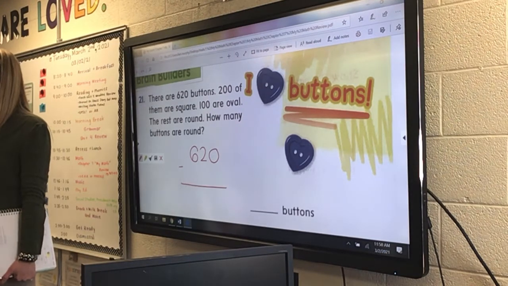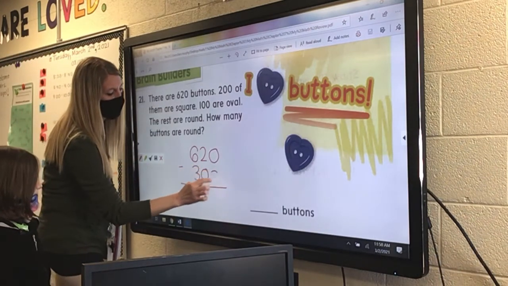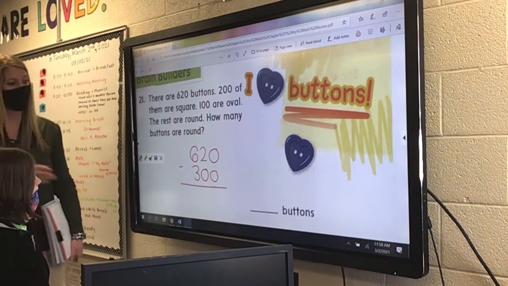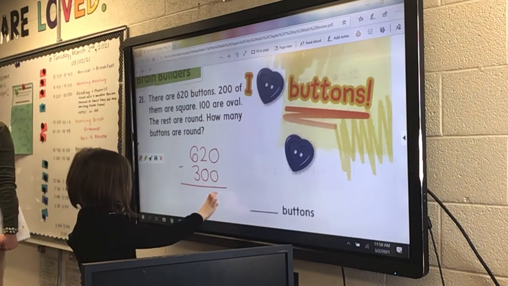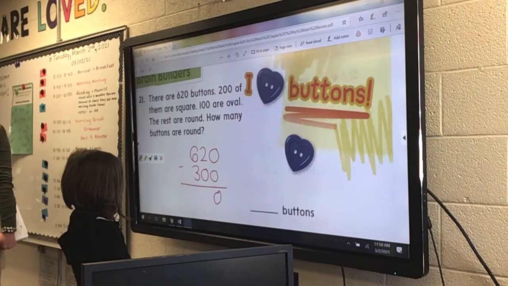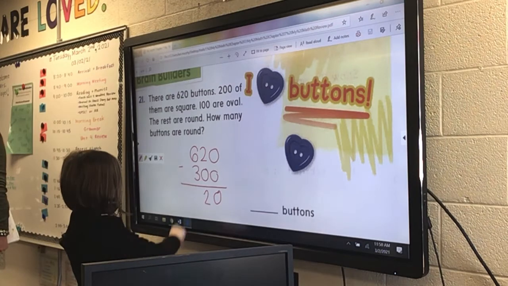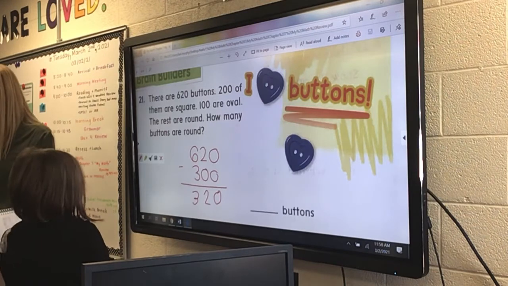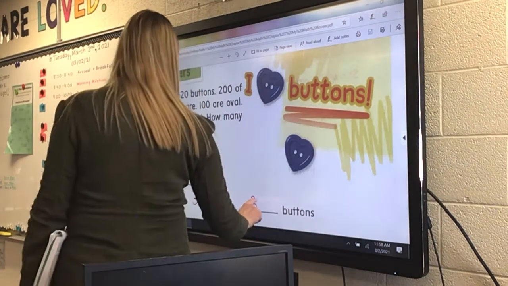Ellie, what's 200 plus 100? It's 300. Okay, so we're going to take 620 and we're going to subtract what we know, which is the ovals are 100 and the squares are 200. That gives us 300. Can you subtract going down, Carla? Perfect. She did the ones column. 2 minus 0 is 2. And the hundreds column. 320. Is that what everybody else got? Yes. All right, 320.